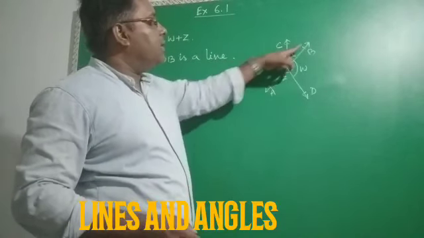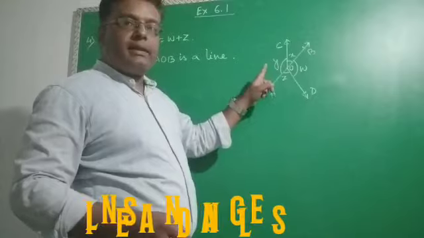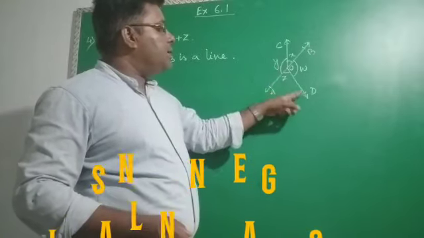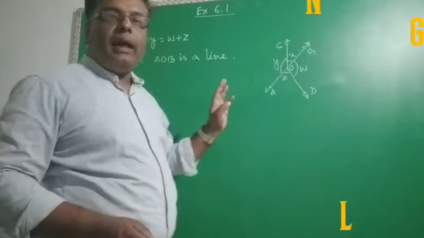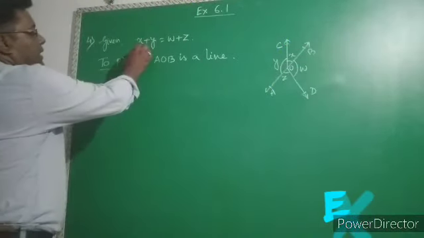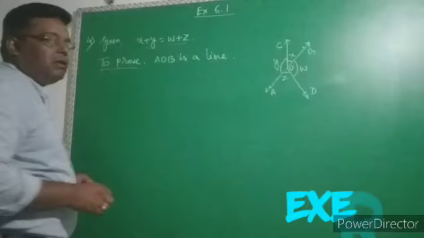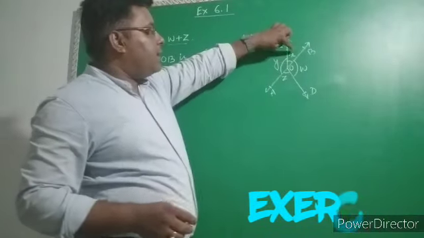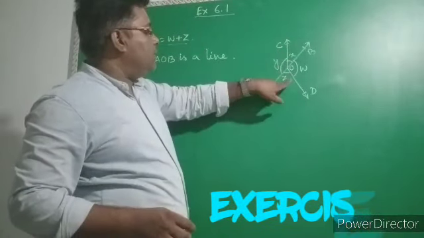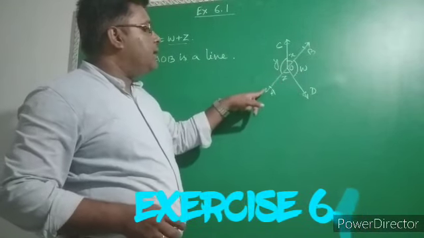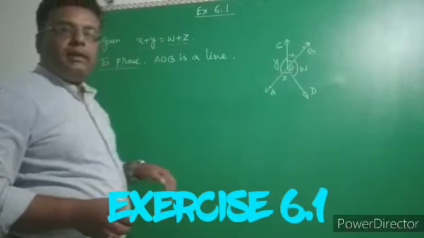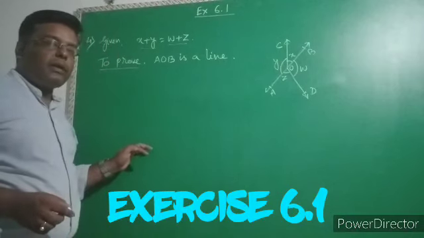AOC is Y, BOC is X, AOD is Z and DOB is W, and according to the question it is given that X plus Y is equal to W plus Z. That is, X plus Y is equal to this W plus Z. Now I have to show that AOB, that is this AB, is a straight line.